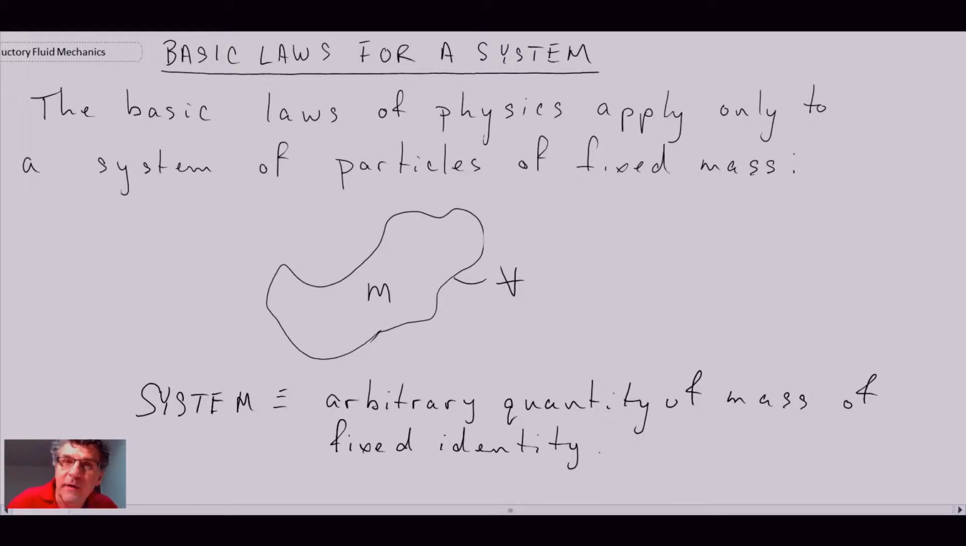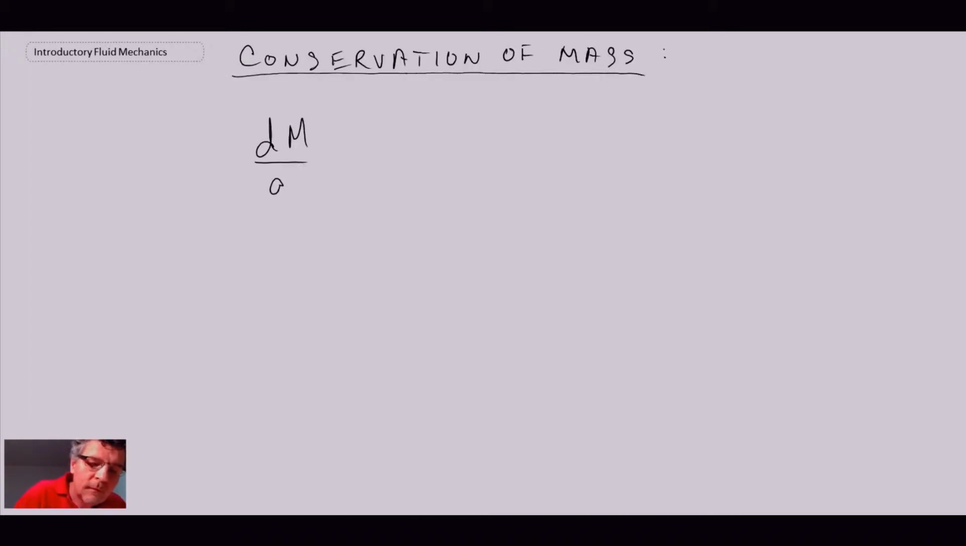So let's take a look at those four equations, and we'll express them in terms of this system that we're looking at. Beginning with conservation of mass, we can write what conservation of mass states is that the mass of the system does not change with respect to time. Now, how do we define the mass of the system?